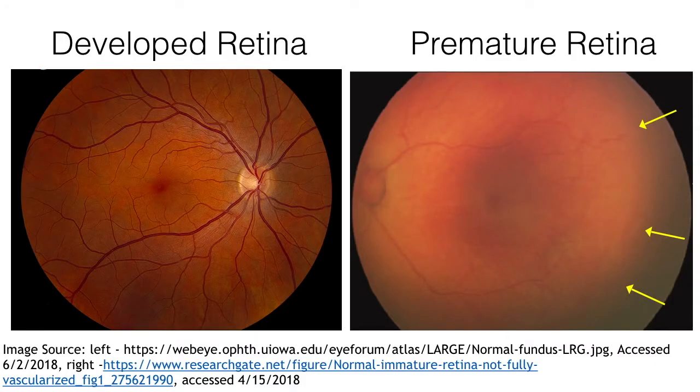Here are a few photographs of the retina. On the left is an image of a normal, fully developed retina. Notice how the blood vessels reach the edges of the image. On the right is an image of an immature retina. Notice that the blood vessels do not reach the edges of the image. The yellow arrows show where the blood vessels end.